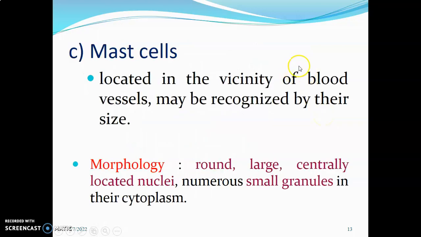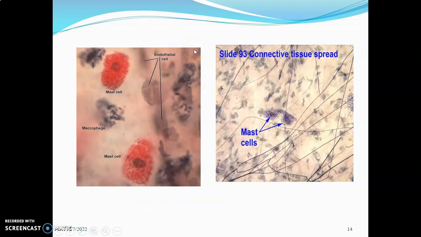These are located in the vicinity of blood vessels, and they can be recognized by their size. These mast cells are usually large, round, with a centrally located nucleus, and they have numerous granules in their cytoplasm. So they are large, round, with central nuclei and small granules in the cytoplasm. Those are mast cells around blood vessels. Okay, so these are endothelial cells of the capillary.